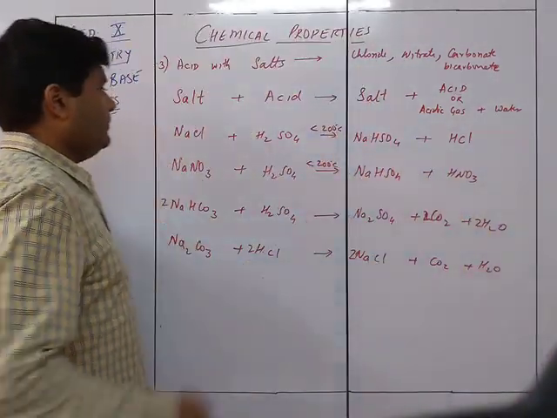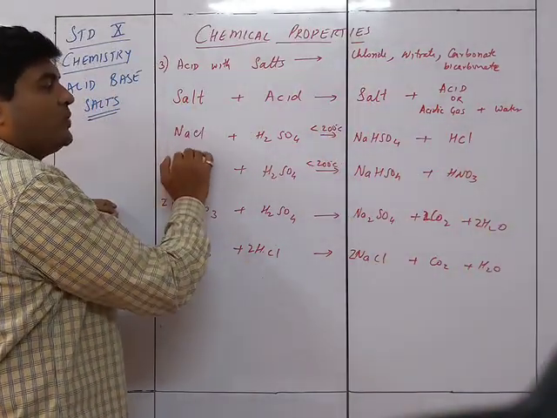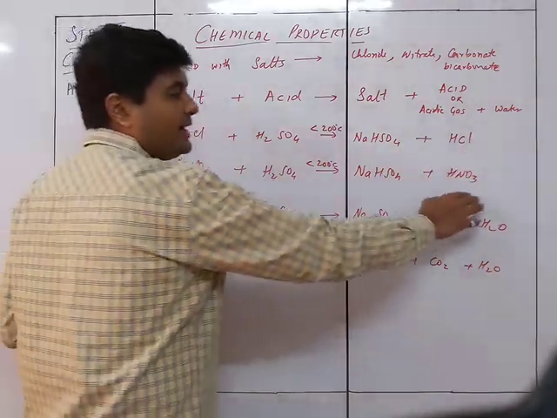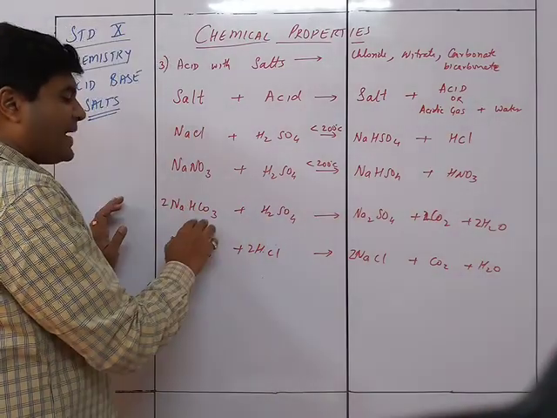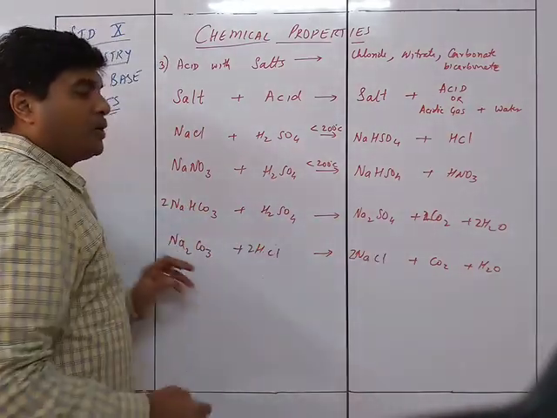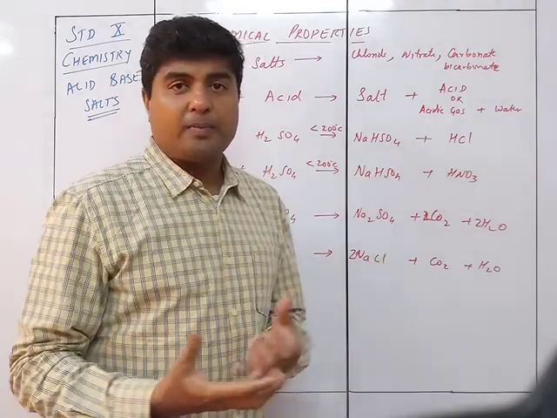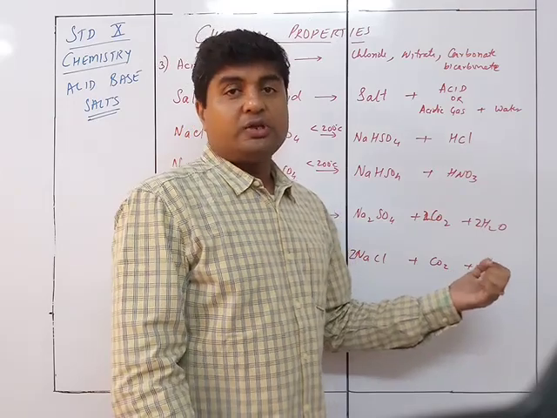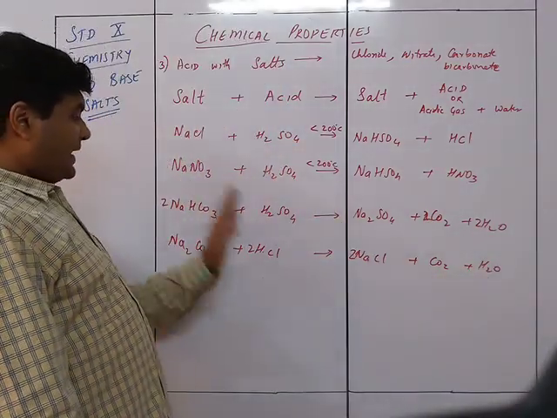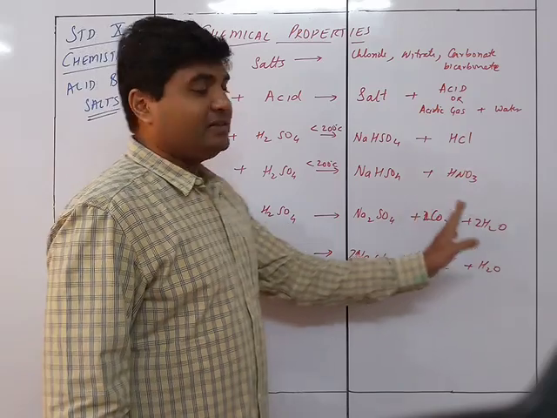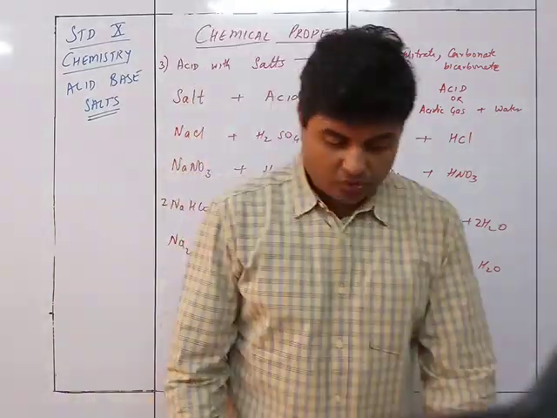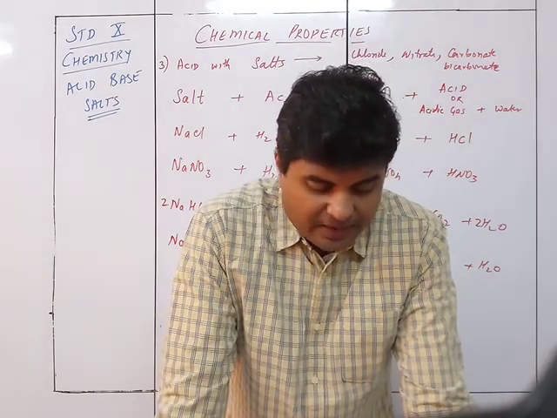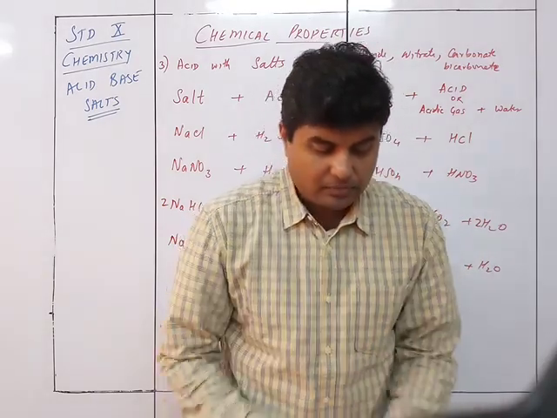So accordingly, a chloride salt will give me hydrochloric acid. A nitrate salt will give me nitric acid. Whereas carbonates and bicarbonates cannot give me acids, because for the acid they need a high amount of pressure. That's why they are just going to give me water plus carbon dioxide. So hence we see acid plus bicarbonates give you salt plus water plus carbon dioxide. So that was the chemical properties of the acids.